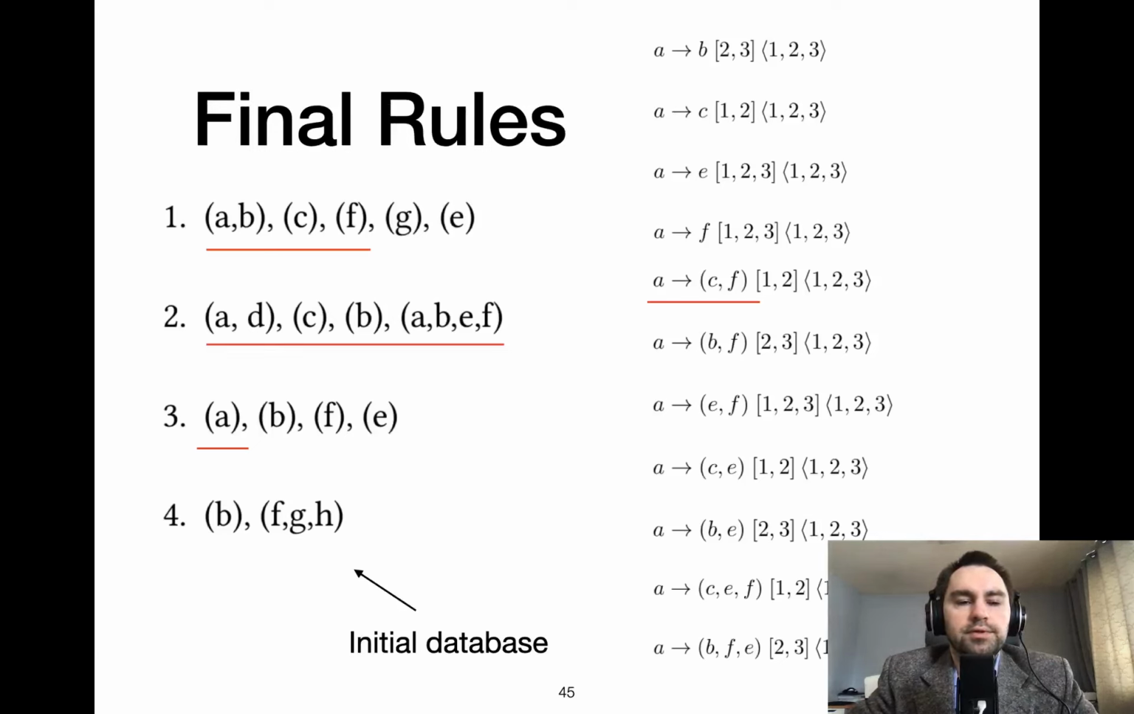Here's an example of a set of final rules. Let's take this rule as an example. We can see that the rule A goes to CF has supportive sequences 1, 2. So it occurs within 1, A goes to CF, and 2, A goes to CF, but it's not supported by 3 or 4. Sequence 3 has A but not CF, and 4 doesn't have A at all. But sequences 1, 2, and 3 are confident in this rule, meaning that they start with A. So A, A, A.